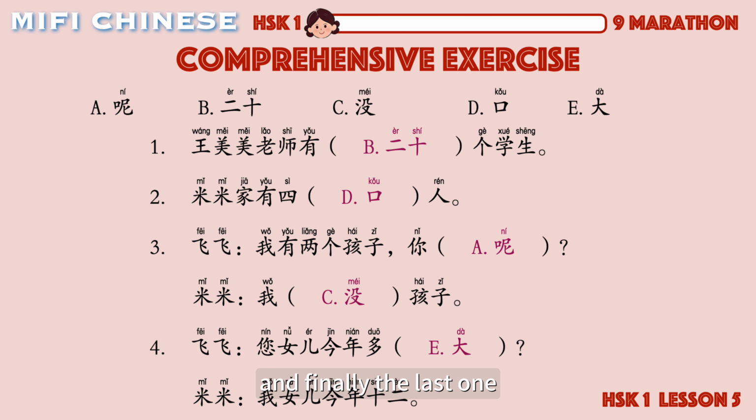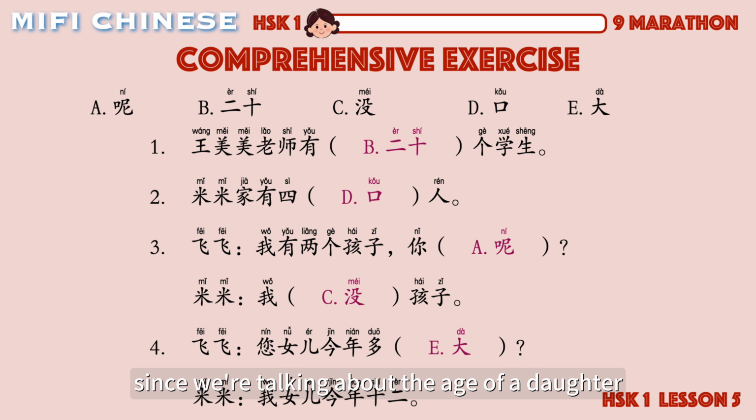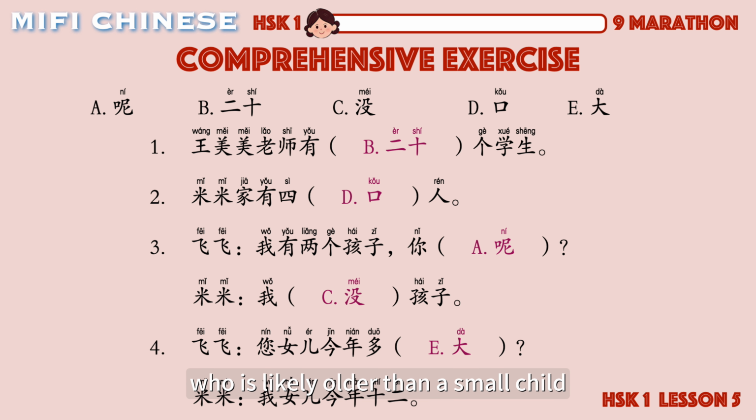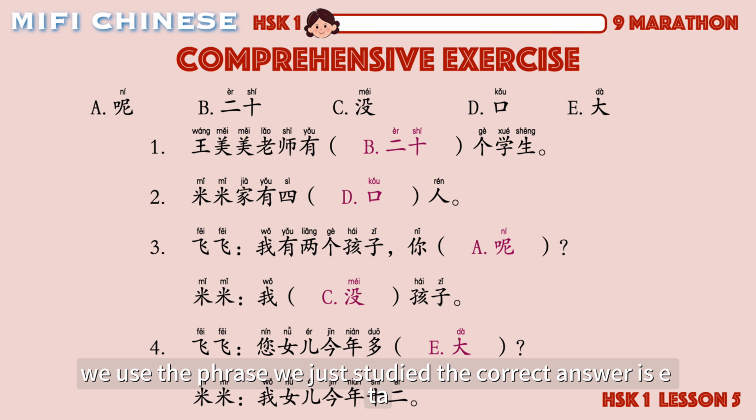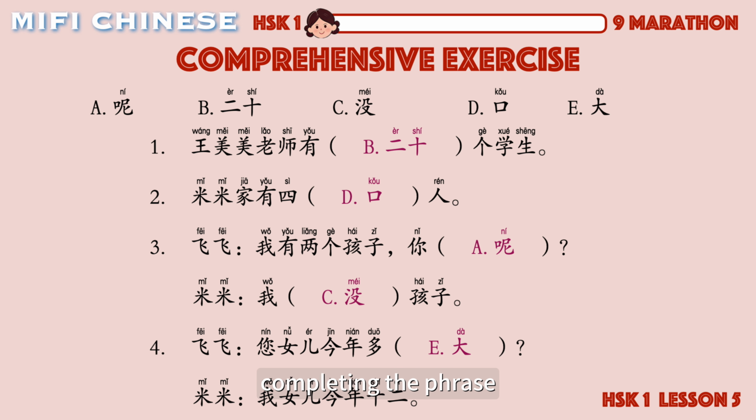And finally, the last one, 菲菲，您女儿今年多大？米米，我女儿今年12。Since we're talking about the age of a daughter who is likely older than a small child, we use the phrase we just studied. The correct answer is E, 大, completing the phrase 多大. All right, that's it. How many did you get right?